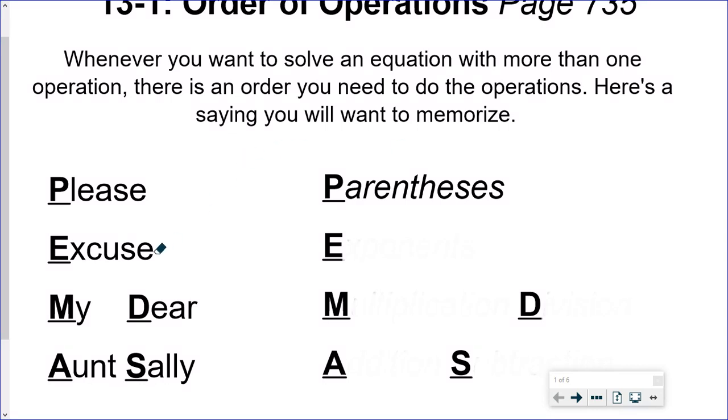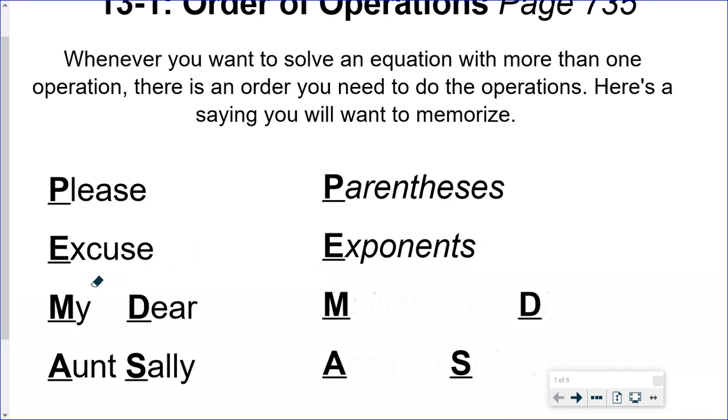Now, the letter E, excuse, is going to talk about something that you are actually not going to see today in your lesson. But I want you to memorize it because, especially when you get into sixth grade and beyond, you will see these in there. The letter E stands for the word exponents. Exponents are those little numbers, like the little 2 or the little 3 that's put behind a number. Again, for today's lesson, you're not going to have to worry about dealing with exponents. There are no exponents in here. But just for the sake of memorizing our phrase, keep in mind that's where the exponents are going to go. So you always do what's inside the parentheses first, and then you do the exponents second.